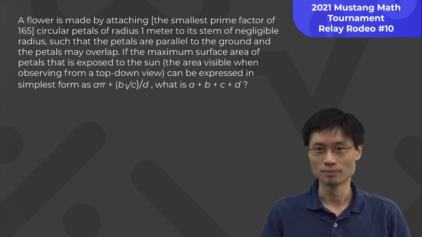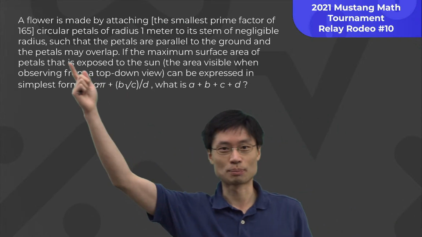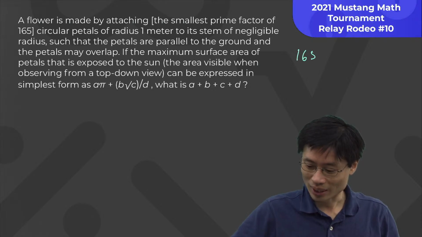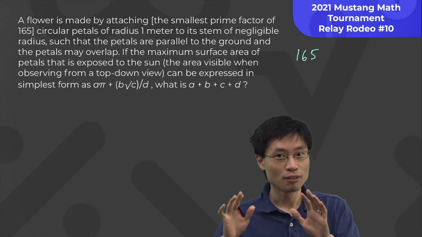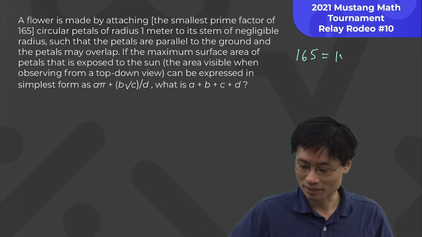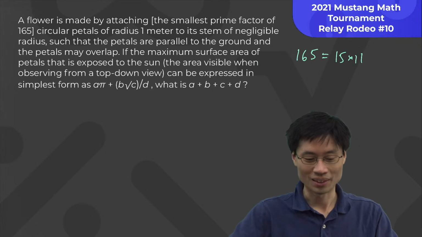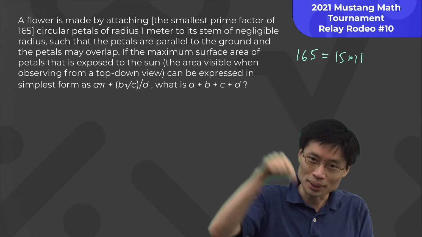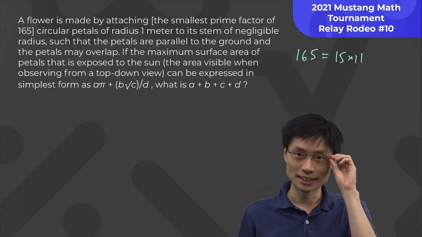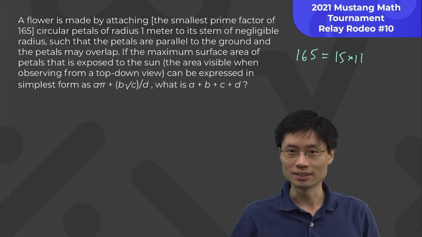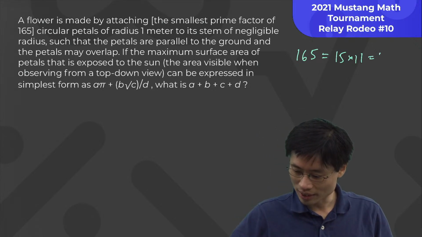Well, first we need to know the smallest prime factor of 165. When I look at this, I immediately saw that 1 plus 5 equals 6, which means this is 15 times 11. You can multiply a two-digit number by 11 by pulling the digits apart and putting the sum in the middle. That means the smallest prime factor is 3. So this is 3 times 5 times 11.